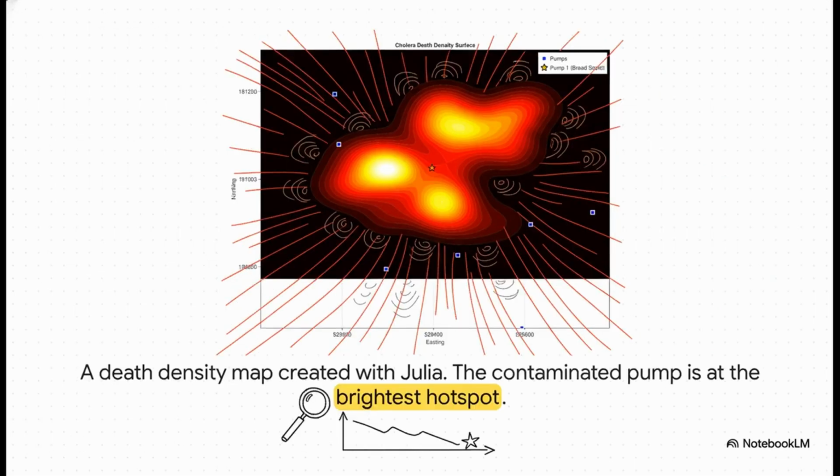And this is what really illustrates the crucial point. This is a death density map created with Julia. The brightest hotspot is practically screaming, "The problem is here." And here's the kicker. The book's analysis shows that with modern tools, that contaminated pump could have been identified using only the first day's worth of data. Just think about that for a second. That insight could have saved countless lives.